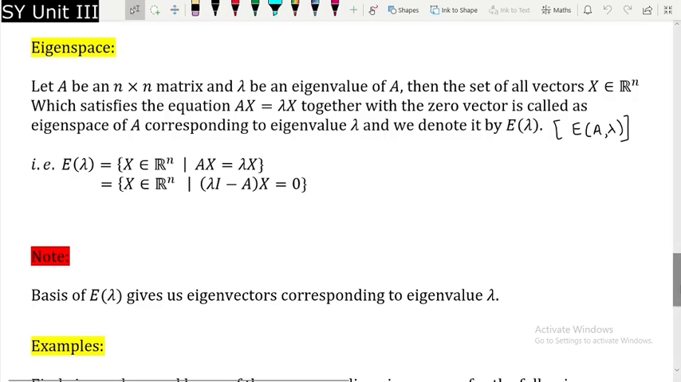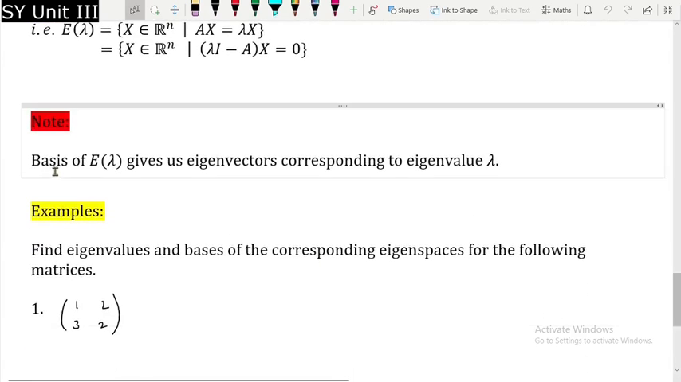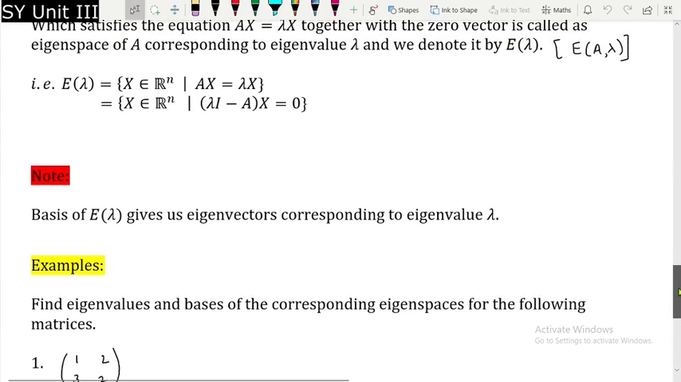So now this is regarding eigenspace. Now the question is, what do you mean by eigenvectors? The basis of eigenspace are nothing but eigenvectors. As we have already seen before, this eigenspace is a subspace of R raised to n. Since it is a subspace, definitely it is going to have some basis, and that basis is nothing but the eigenvectors. Okay.